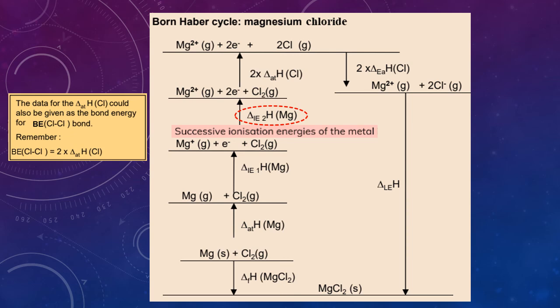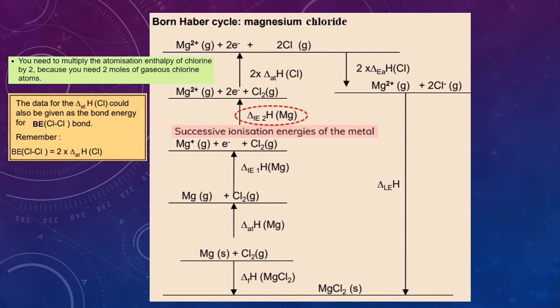And be careful, you need to multiply the atomization enthalpy of chlorine by 2 because you need 2 moles of gaseous chlorine atoms. And you need to multiply the electron affinity of chlorine by 2 because you are making 2 moles of chloride ions.